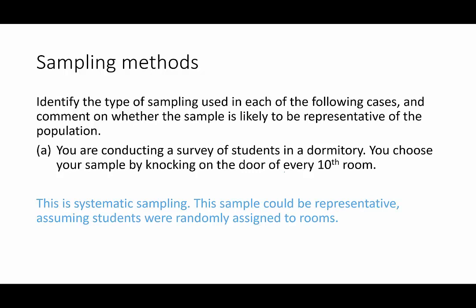This sample could be representative, assuming students were randomly assigned to rooms. But again, this could be very biased, because what if you're in the dorm that has all the athletes? Then you're likely not going to get a representative sample because you're taking just a select subgroup of the students. So you want to make sure that you're in a dorm that includes all different types of students within that university.